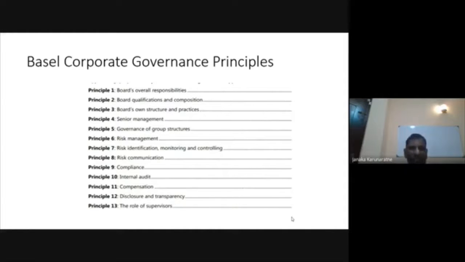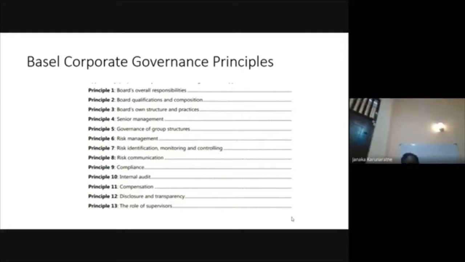So basically, 13 principles are in place by the Basel Committee, and probably the regulators, when they implement the corporate governance rules with respect to banking institutions, take all those things into the picture. So if you look at your corporate governance directions, probably these are taken into consideration in certain places. So the principle one is the board's overall responsibilities.